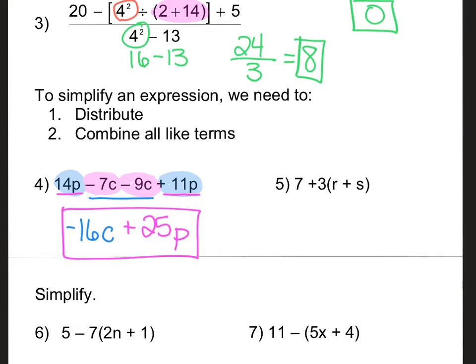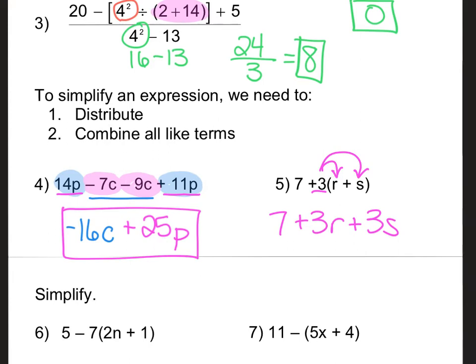So number 5, you can see I do have some parentheses here, so I am going to have to distribute before I can do anything else. So remember, the number in front of the parentheses gets distributed to everything in the parentheses. The 7 just comes straight down. So we've got 7 plus 3 times r plus 3 times s.